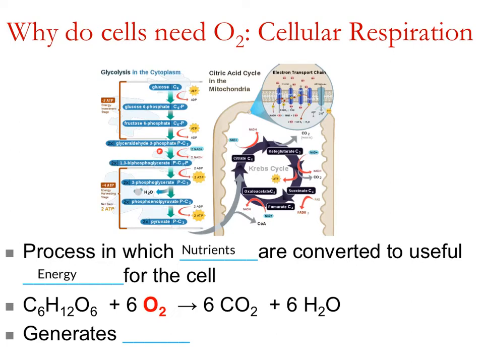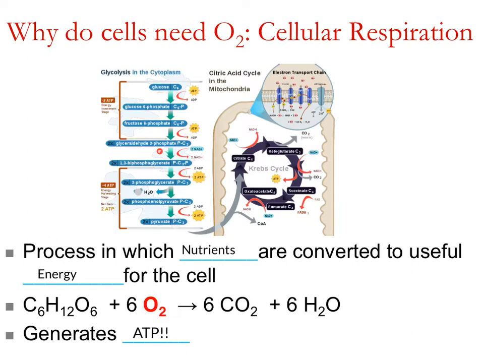Energy for the cell. Okay, so the general reaction for this process, it can use other nutrients, but the nutrient we most often think of is C6H12O6, which hopefully you know is glucose. Requires 6 oxygen, and that's converted into 6 carbon dioxide plus 6 water, and of course this generates what? Yep, that's right, ATP, and lots of it.